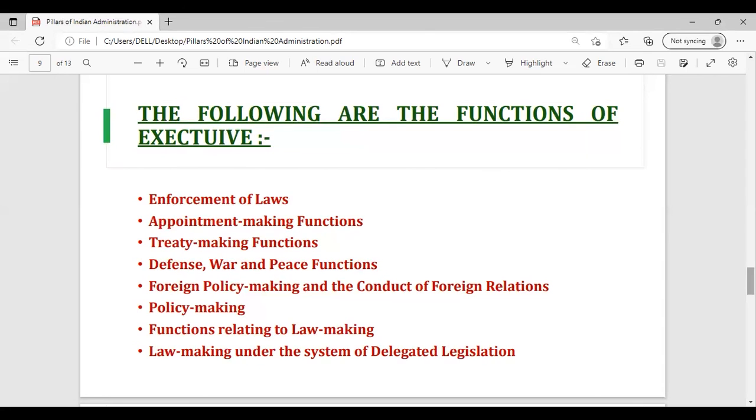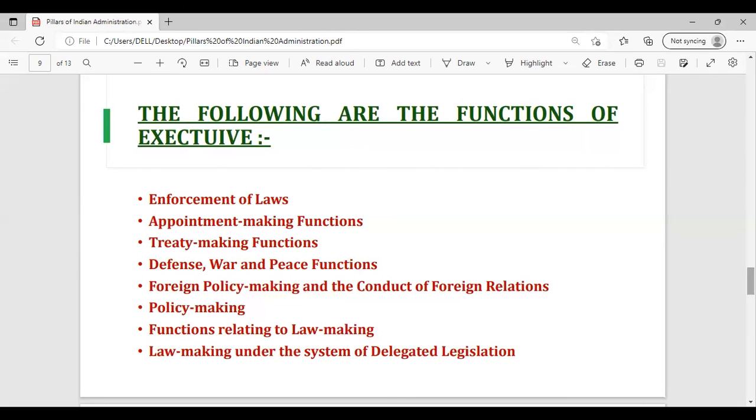Now, functions related to lawmaking. We have learned that the main function of legislature is lawmaking, but however, the executive also plays a very important role in lawmaking. In this sphere, the role of executive has increased by leaps and bounds. In parliamentary system, ministers are also members of legislature, and they play a leading role in lawmaking.